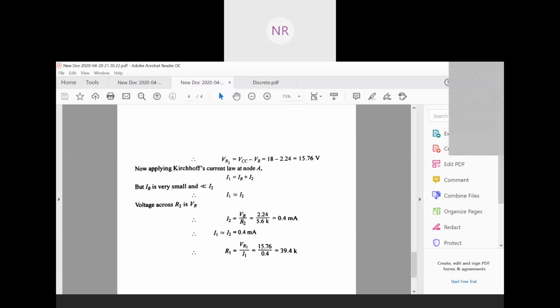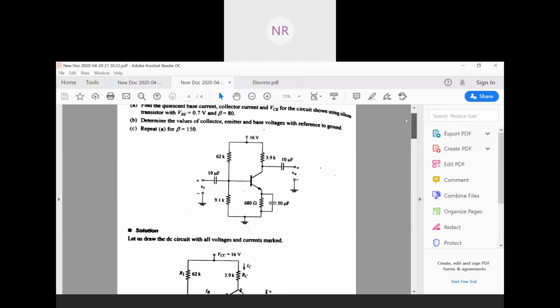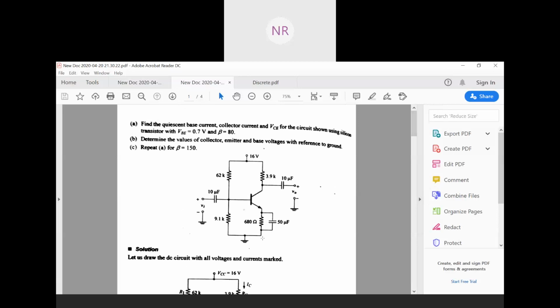One more problem. Let us see one more problem. Two more problems. I mean, three problems I'm going to discuss today. So here, okay. This is again a voltage divider circuit given here. Second problem, circuit is given here.